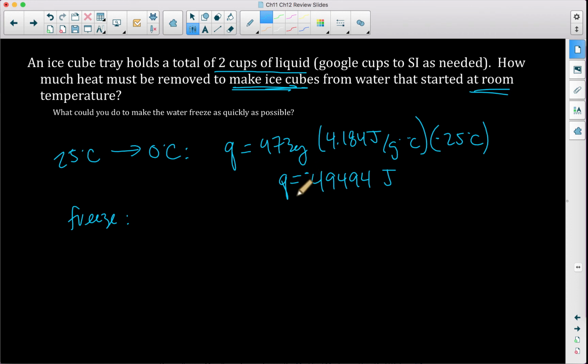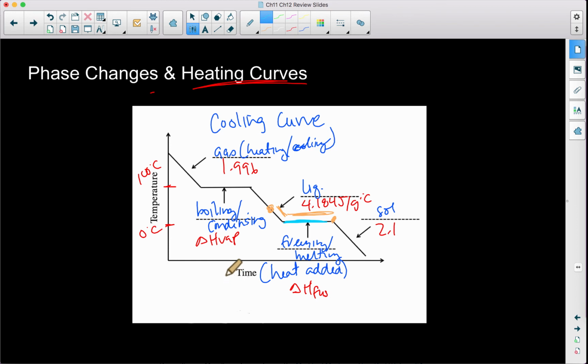This would be a negative because this is the amount of heat that has to come out of my water. Freezing, how do I figure that out? Going back over here, freezing does not exhibit a temperature change, because a phase change is never a temperature change. If we're boiling, all heat is going into breaking IMFs. If we're melting, all heat is going into weakening our IMFs. And in the other direction, if I'm condensing, heat is being released as IMFs are reestablished. Here, more heat is being released as the IMFs are more established.